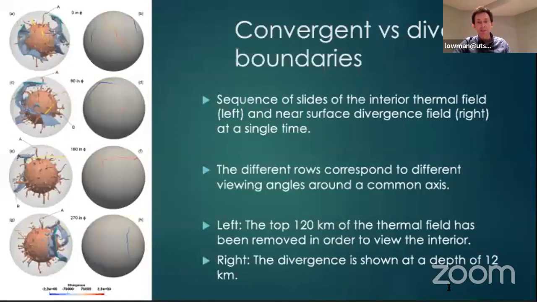This figure presents a sequence of slides of the interior thermal field on the left and the near surface divergence field on the right. And this is all at a single time. The different rows correspond to different viewing angles around a common axis. On the left, we have removed the top 100 kilometers of the thermal field in order to view the interior. And on the right, we show the divergence at a depth of 12 kilometers.